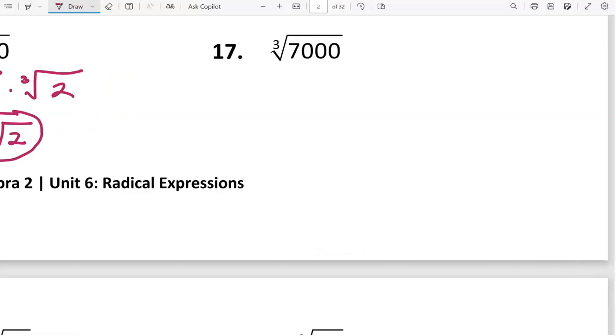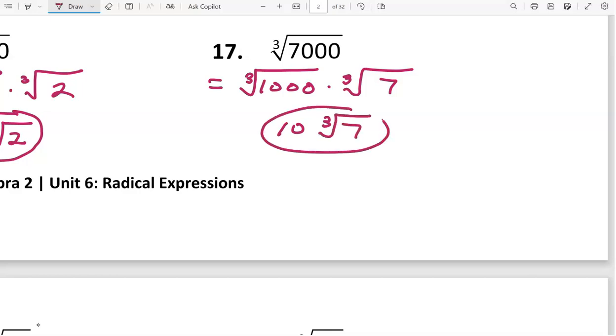In number 17, we have a perfect cube factor of 1000. And so we can re-express this as the cube root of 1000 times the cube root of 7. The cube root of 1000 is 10, so this is 10 times the cube root of 7.